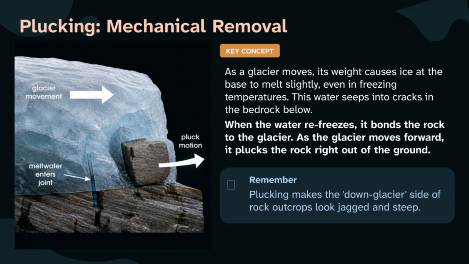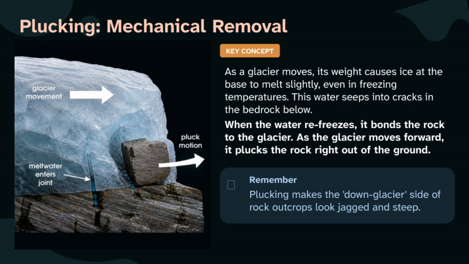That water seeps into cracks in the bedrock. When temperatures drop again, the water refreezes. As it freezes, it bonds the rock to the glacier. Then, as the glacier continues to move downhill, it pulls pieces of rock away from the bedrock. This is plucking. Imagine the glacier acting almost like sticky tape. It freezes onto loosened rock and then drags it away.